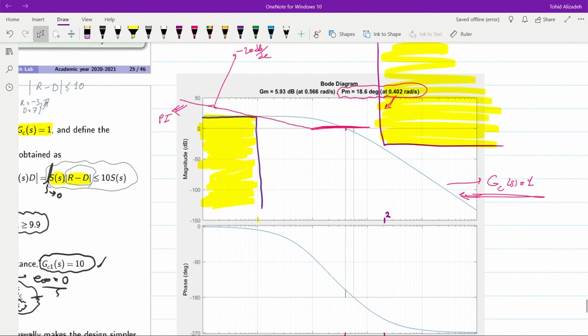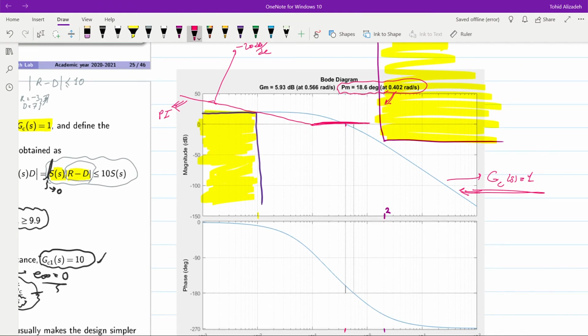That's what we have in terms of the amplitude. In terms of the phase, we will inject minus 90 degrees at the beginning.